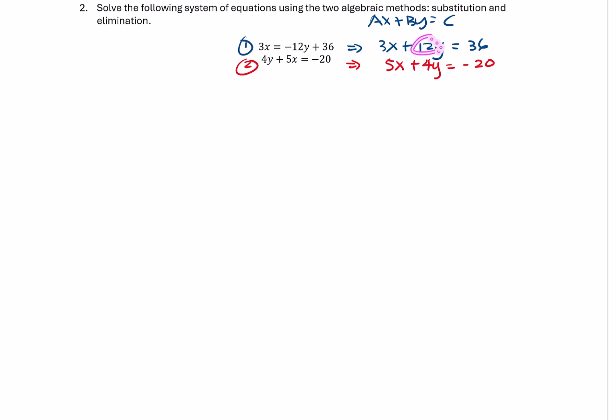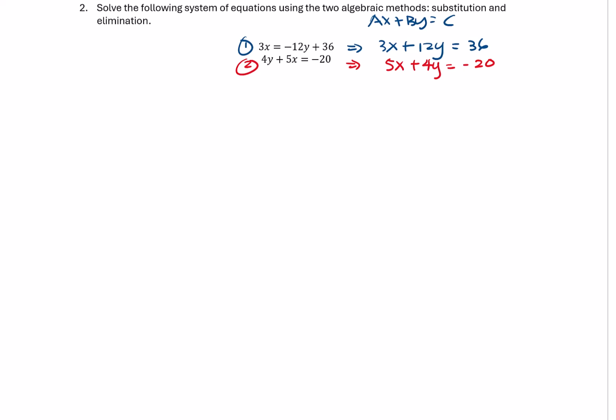Same with 12 and 4. 4 times 3 is equal to 12. So this 4 can become 12, and then when we subtract, we can eliminate it. So let's just eliminate y first by multiplying the second equation by 3.